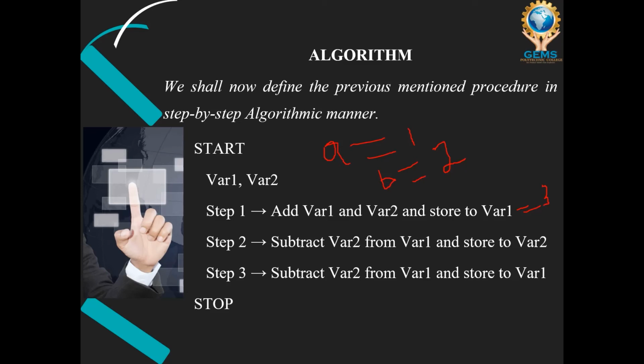Now what are we going to do? Step 2. In step 2 we are going to subtract variable 2 from variable 1. Now we subtract 2 from 3, that means variable 1 is 3. So what will variable 2 hold? It will hold 1. Clear?